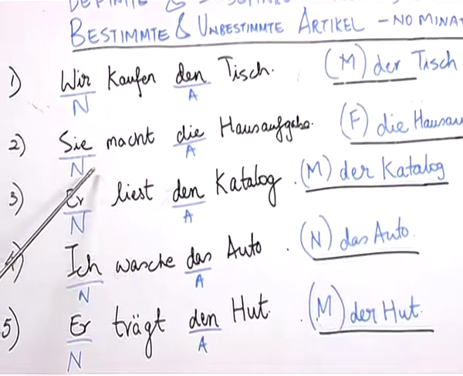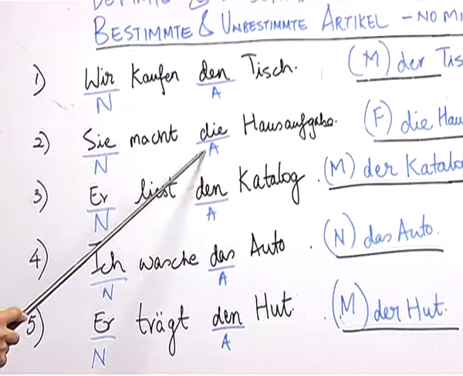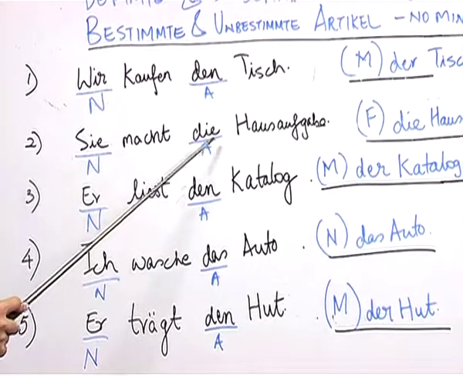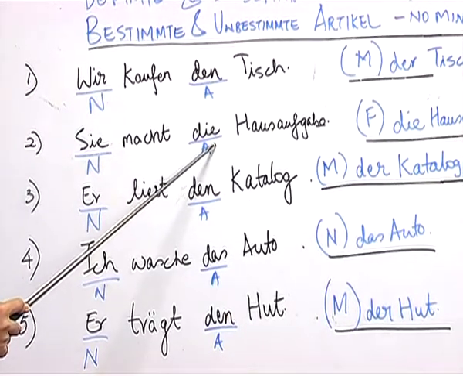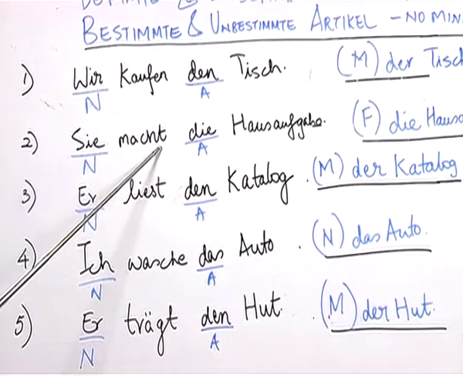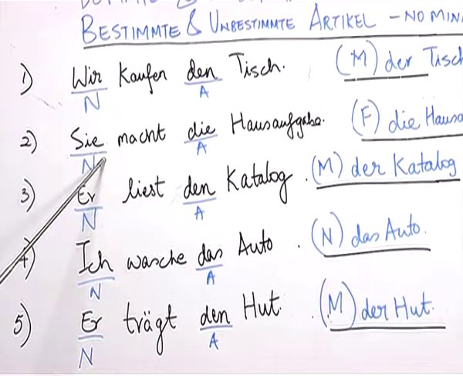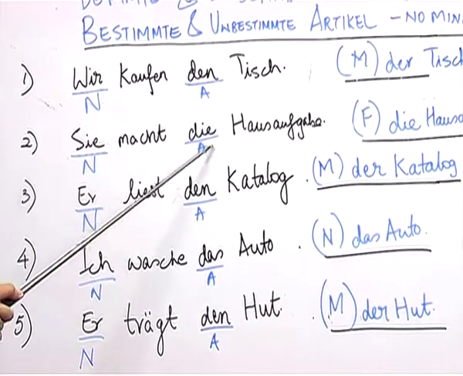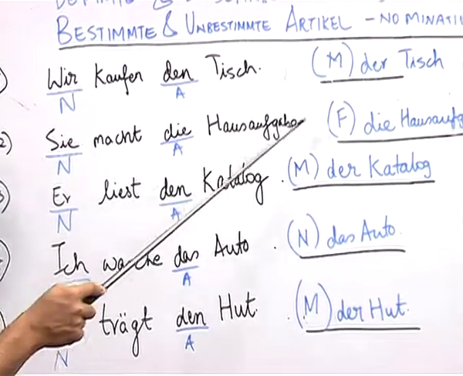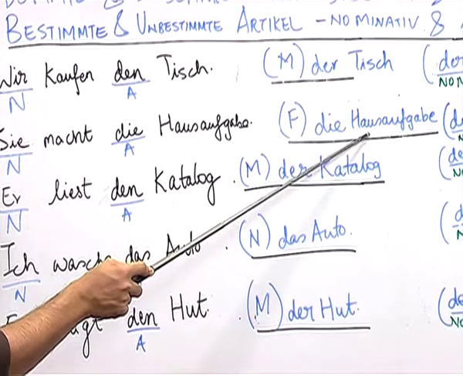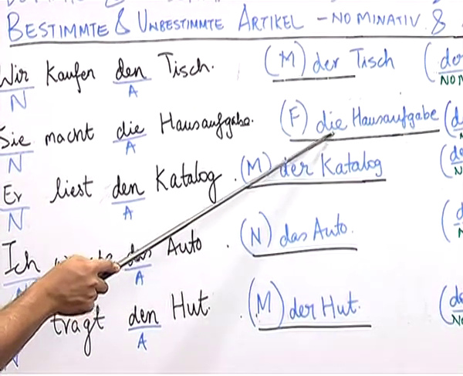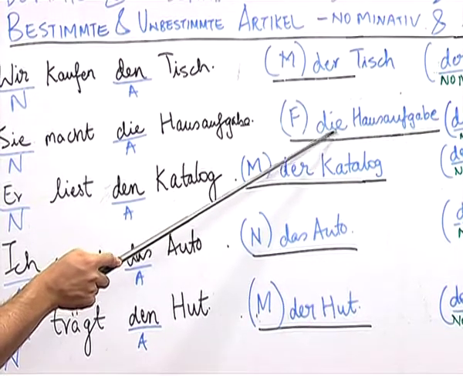Look at sentence number 2. Sie macht die Hausaufgabe. Hausaufgabe means homework. Now, die is here in accusative, and the verb machen is conjugated according to the pronoun sie, and die is here in the accusative place, which shows that the noun Hausaufgabe belongs to the feminine gender, and the feminine article carries the marker die.